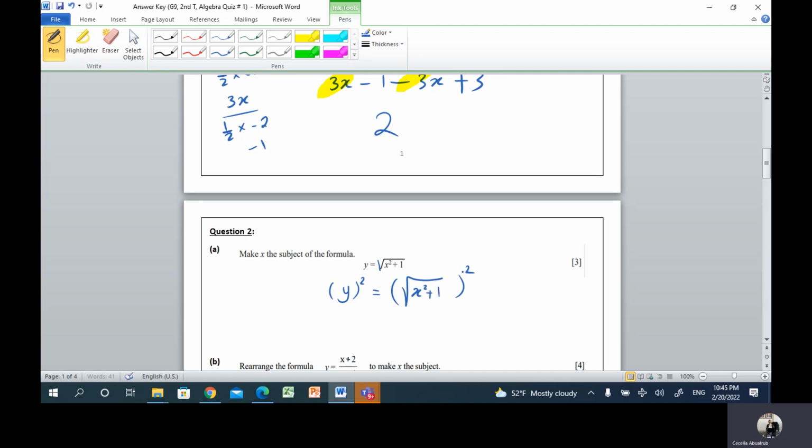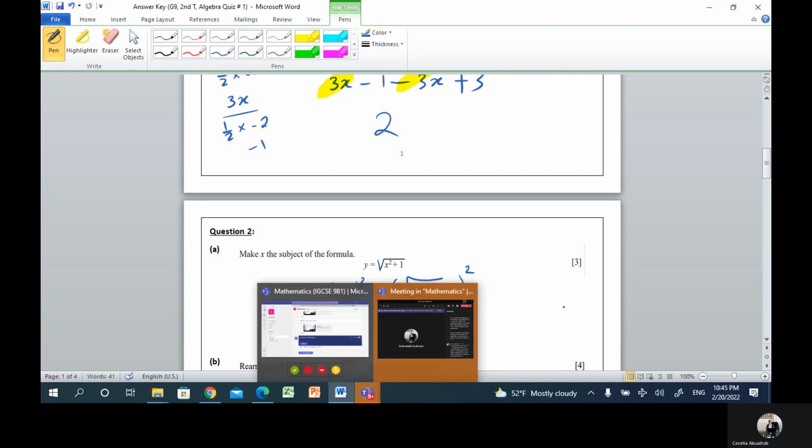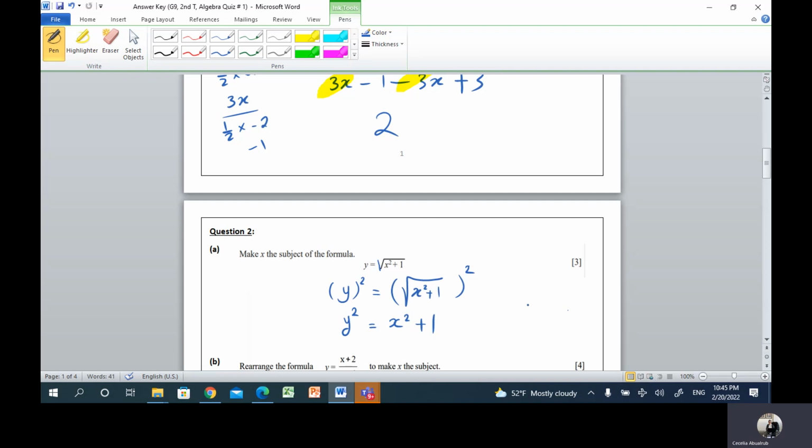So the power of 2 will cancel the square root. So here it will be y squared. The power of 2 will cancel the square root, and what's underneath the square root will remain exactly the same. So y squared is equal to x squared plus 1. Let me write it here. Y squared is equal to x squared plus 1.